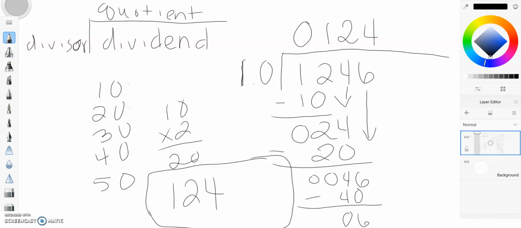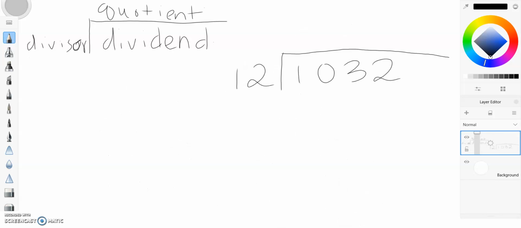And then we have a remainder of 6. So we have 124 remainder 6. So let's try out another problem. Okay, so now we're going to be dividing 1,032 by 12. So our dividend is 1,032. Our divisor is 12, and now we have to find our quotient.